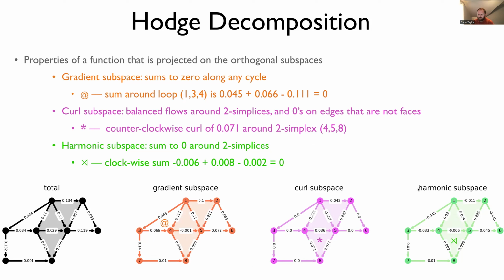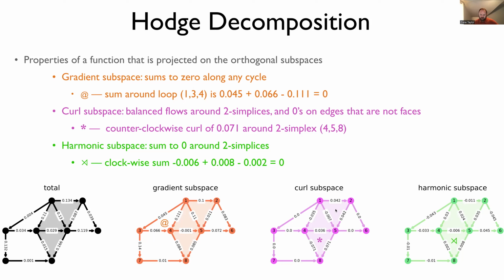Okay, and what's important here is the harmonic subspace is isomorphic to the homology of the simplicial complex. So here there's three cycles that are basically these paths that are not filled in. And so the harmonic space is a three-dimensional subspace.